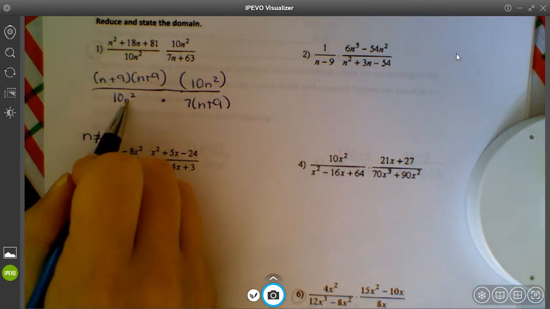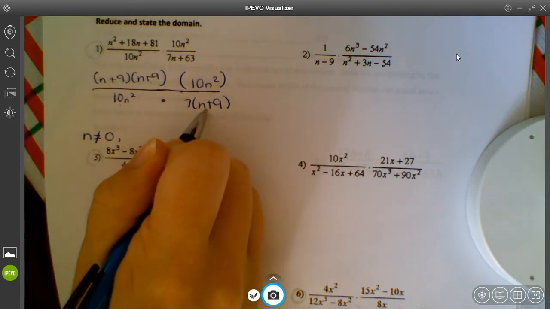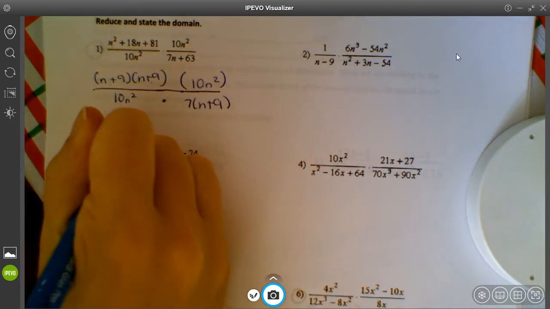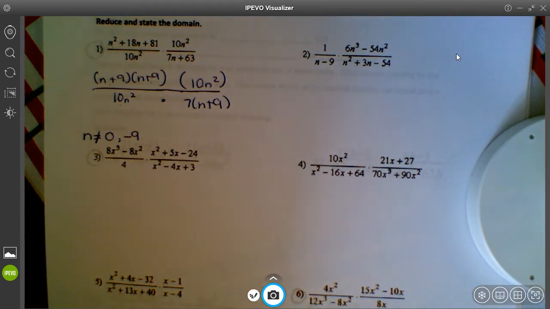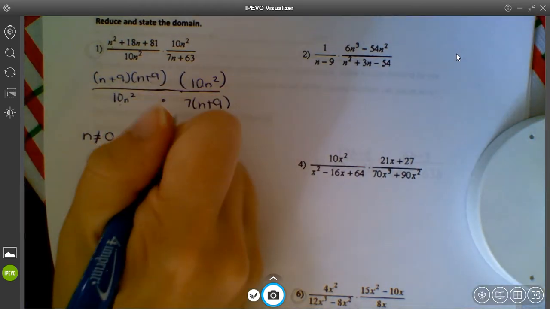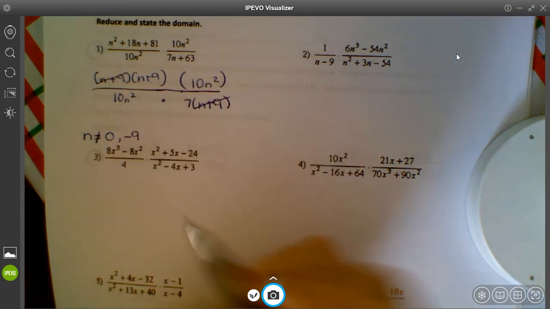And in this case, n can't equal 0. And from this case, n can't equal -9. And then we get to eliminate the same things. Remember, it's got to be a top-bottom elimination. So here there's an n plus 9. That gets rid of that n plus 9.